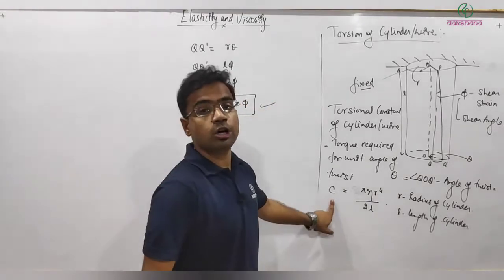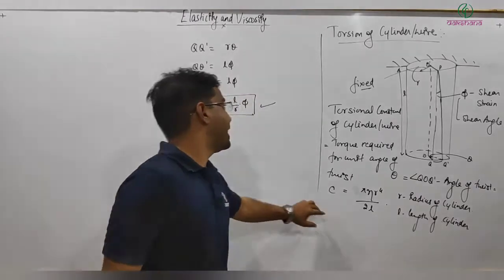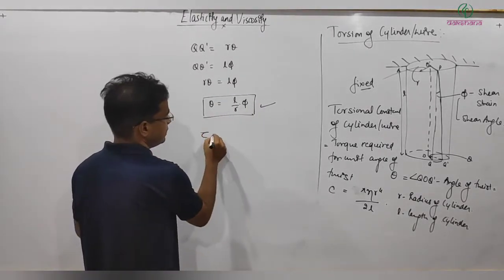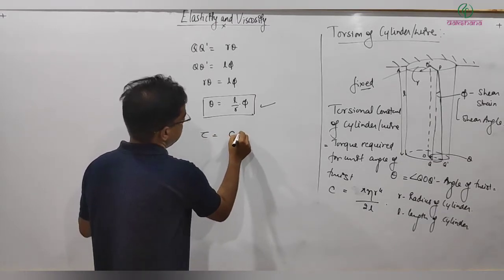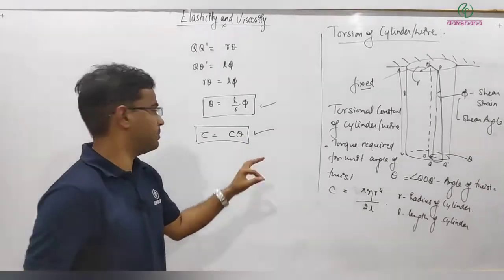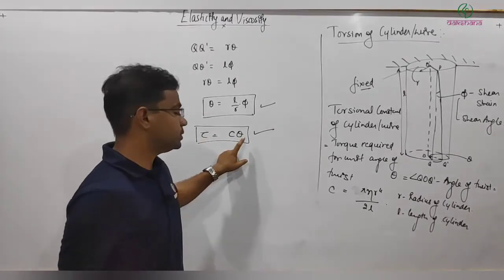This is called the torsional constant of the wire, and so if C is the torsion constant of the wire, then tau can be written as C into theta. The torque required to twist the wire by angle theta is related this way.